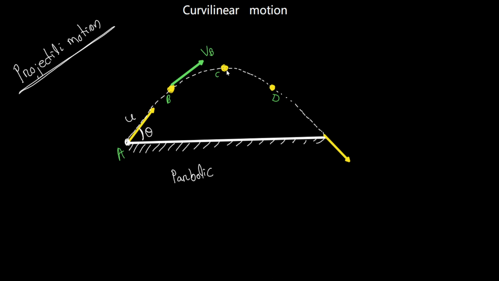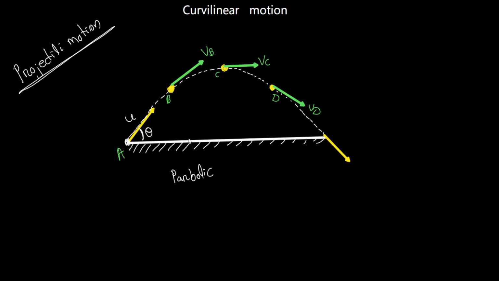What will be the velocity at point C? This one will be the tangent. Here also this one will be tangent. So this is the velocity at point C, and this is the velocity at point D. If this is the center, this is not the center because it is not a circular path; from point to point there will be a different center for the curve.